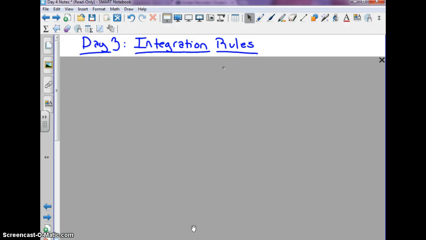Hi IB, this is your third day of integration, and we have just talked about how integration is the opposite of differentiation. We also discussed in class the fundamental theorem of calculus, so we know that when you take the integral, you get the antiderivative, and when you take the derivative of the antiderivative, then you get back to the original function. So you're basically going in one big circle.